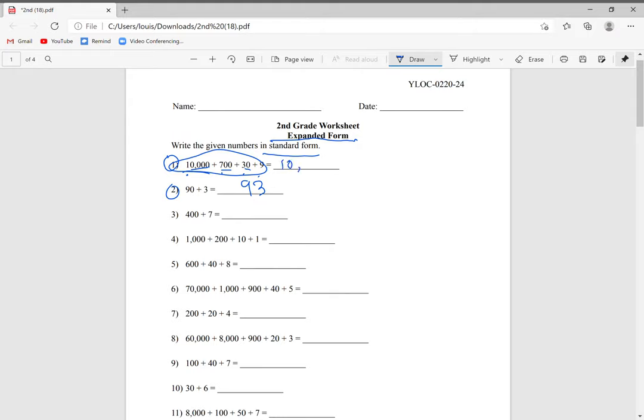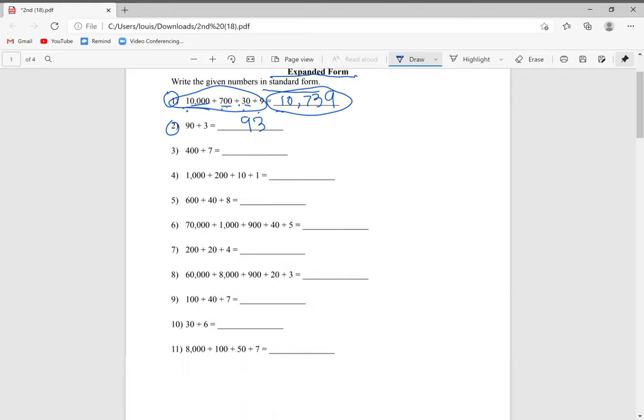So 10,000, and instead of writing 0, we would write 7, because it's the 700th place. This is the 100th place. Next, we'll write 30, because 30 is in the 10th place. And then finally, we would write 9. So our answer will be 10,739. All right.